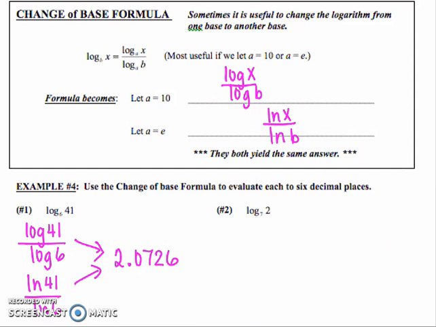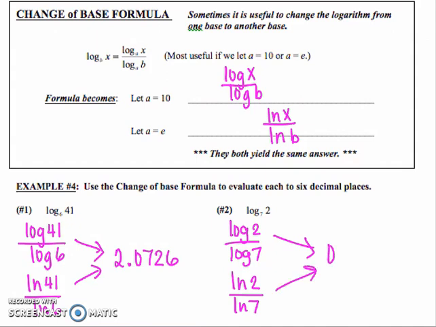In example 2, we've got log base 7 of 2. So again, we could write it with a log base 10 or with a log base e. With a log base 10, this is going to be log 2 divided by log 7. With log base e, this is going to be ln 2 divided by ln 7. But either way, we type it into our calculator and we should get 0.3562.